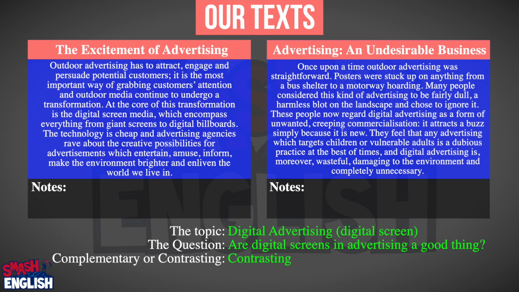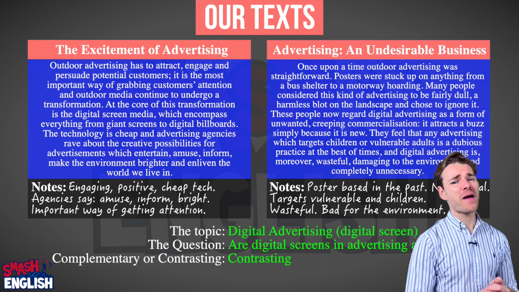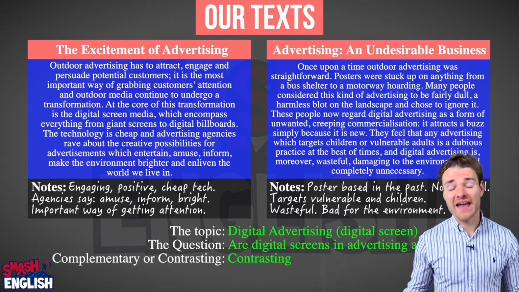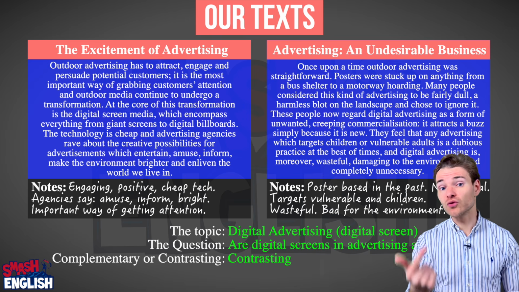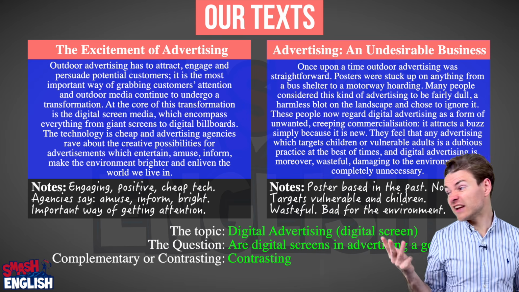And lastly, here are the main points I have written to summarize each text. How do they align with yours? Now we have all of the information that we need to organize the structure of our essay. We have the topic, we have the question, we know that our two texts are contrasting, and we have all of the points that we need to include.